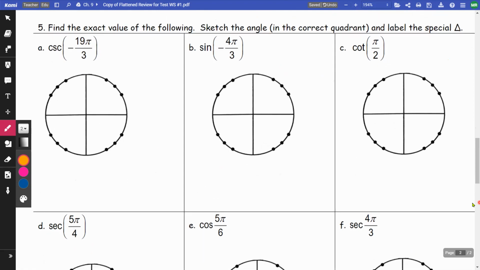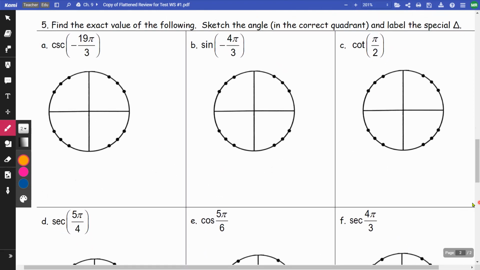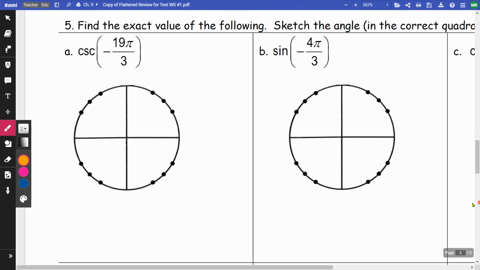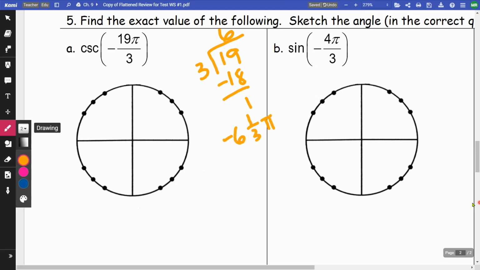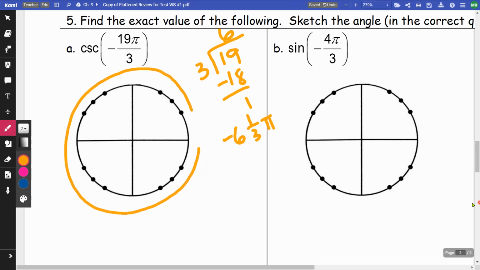Okay, now these ones, we want to figure out where we're going to be, and we want to find the actual answer. So if I'm thinking about doing this, number one, it's going this direction because it's negative. But what I'm going to do is take 3 into 19. That goes in 6 times, which is 18 with 1 left over. So basically I want to go -6 and 1/3 pi. Anytime I'm going around a circle as many times as I need to, every time I get to here, these are even pi. So I'm here, and then I'm going to continue for another 1/3, which puts me here. That's where I'm going to be.